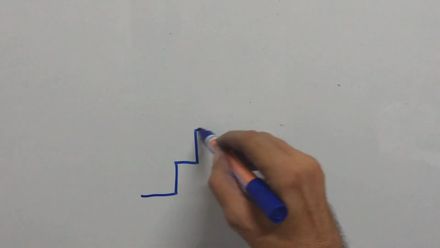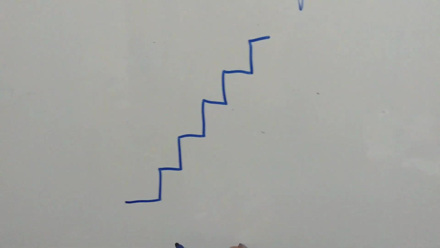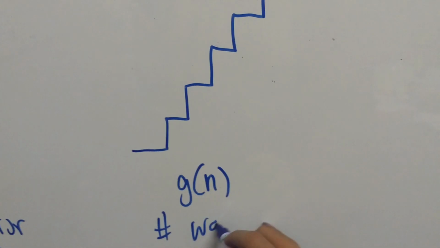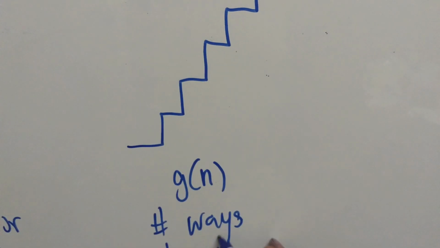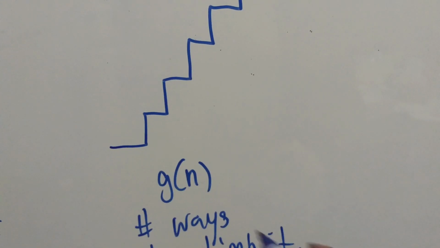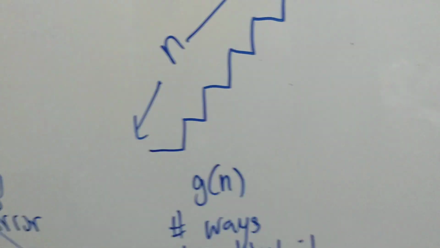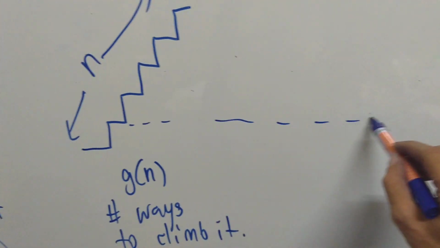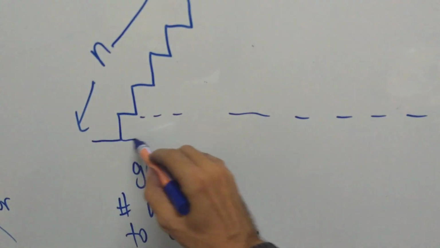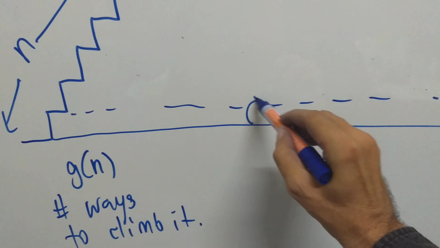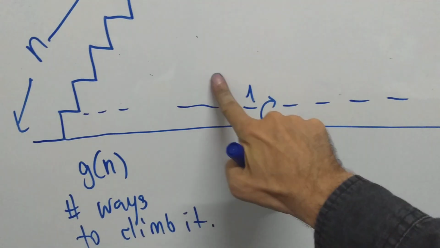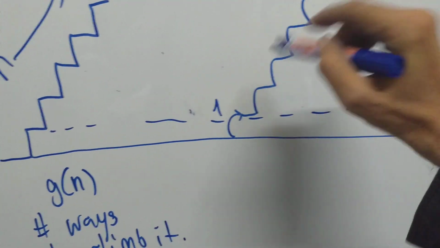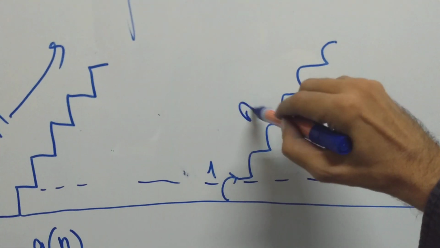Let's draw Fibonacci's staircase, and let's call Gn the number of ways to climb it. And it's got n steps. G is going to be the number of ways to climb this thing. All right, let's draw another one. Let's now pretend that we have taken one step. Remember, we have taken one step. So let's draw. How many steps are left here? Well, n minus one steps.